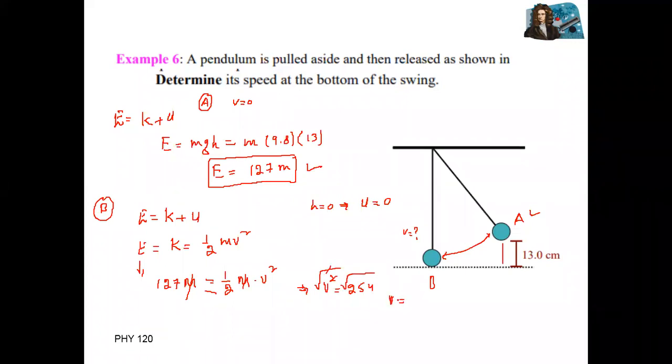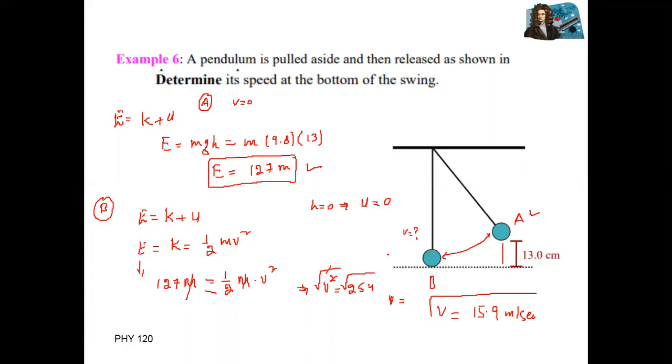Speed is equal to what? Yes, excellent. 15.9. Excellent. So 15.9. V is equal to 15.9 meter per second. The speed at position B. Excellent. Okay. Now clear this one. Any question in this one? No question? Okay, great.